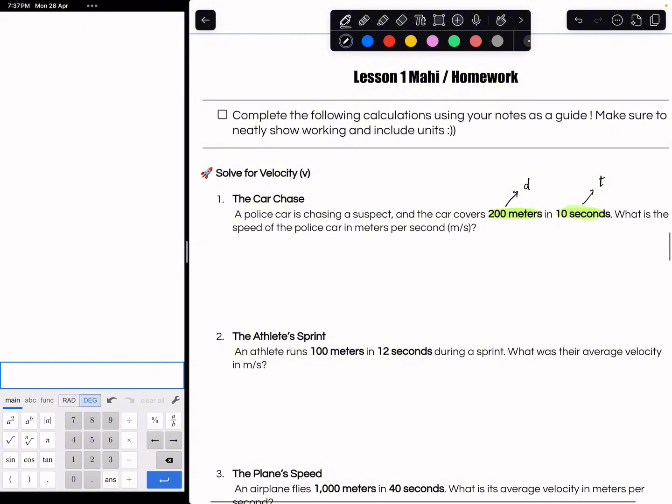So when we're working with velocity, you would remember from yesterday's lesson or the previous lesson that this is the equation, V equals D over T. So from here, we need to first substitute the information that we've been given in the question into the equation. So D is 200 meters and T is 10 seconds. So let's go ahead and do that. I'm just going to draw a line here to show it's the new step. So V equals distance, which is 200 meters, over time in seconds, which is 10.